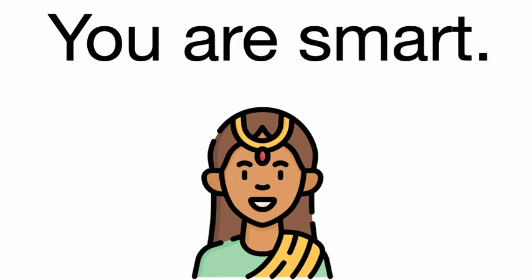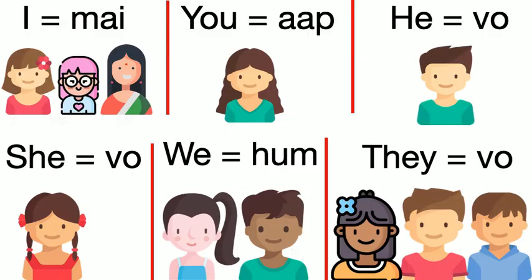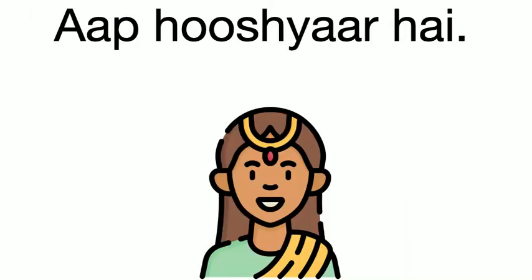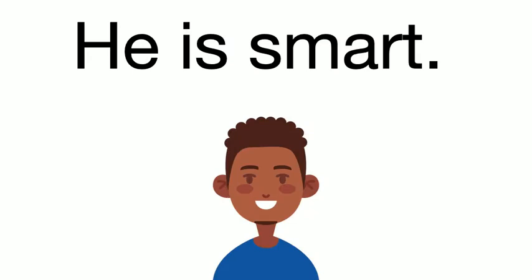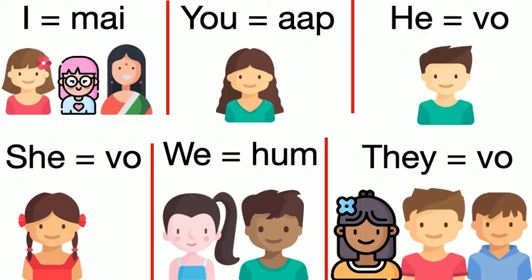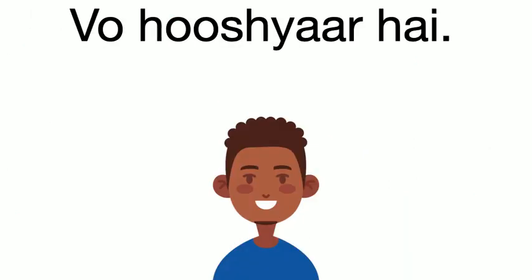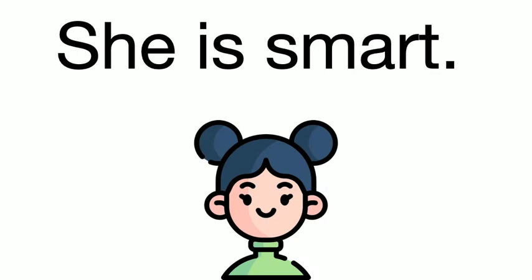What about you are smart? Well, let's look at the chart again. Which pronoun do we use? If you said aap, very good. So we say aap hushyar hain. Let's look at another one. He is smart. So which pronoun do we use? Wo, right? We use wo. Wo hushyar hai.